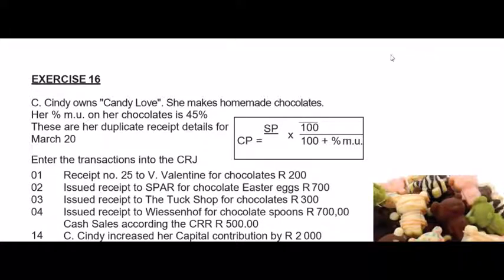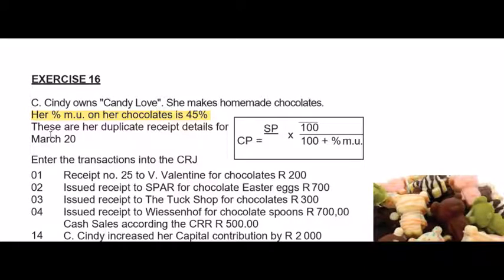In exercise 16 it says that Cindy owns Candy Love. She makes homemade chocolates and her markup percentage on her chocolates is 45%. Now the reason why I'm highlighting this is because remember, you will use this value every single time when you have a sale to go and calculate the cost price of that sale.